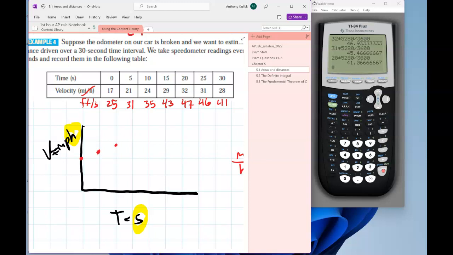So if I'm just doing some kind of rough approximation here of what these things are going to look like, that's kind of what my function is going to look like, right? Everybody's okay with that? So it kind of looks like that.